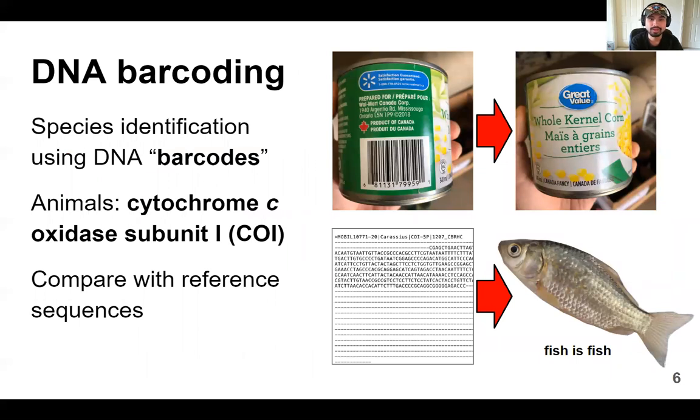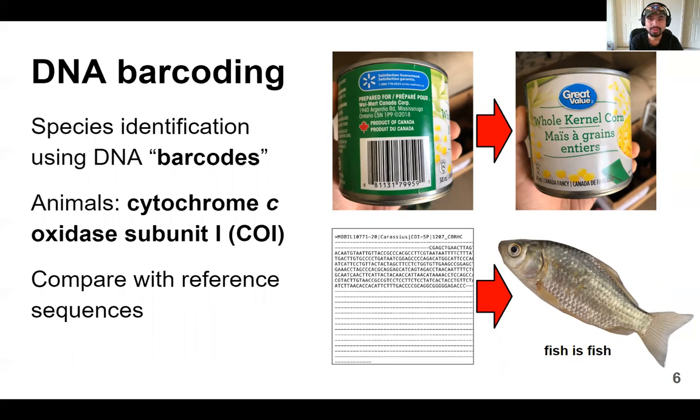Now, one way we can identify specimens of an unknown species is through DNA barcoding. Just like how we can identify a can of corn using its barcode, we can identify species using special DNA barcodes. Now, DNA barcodes are particular regions of DNA that show little intraspecific variability, but significantly greater interspecific variability.